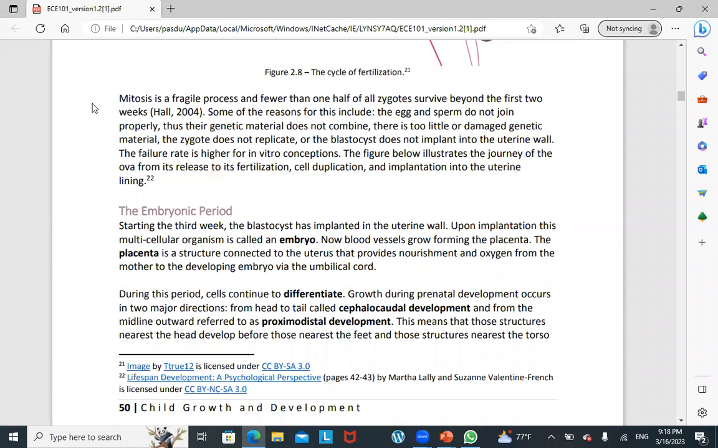Cephalocaudal means development from head to toe. That means parts near the head develop earlier than parts near the toe. Proximodistal means parts near the torso develop before parts outside the body. Is it clear to you now?